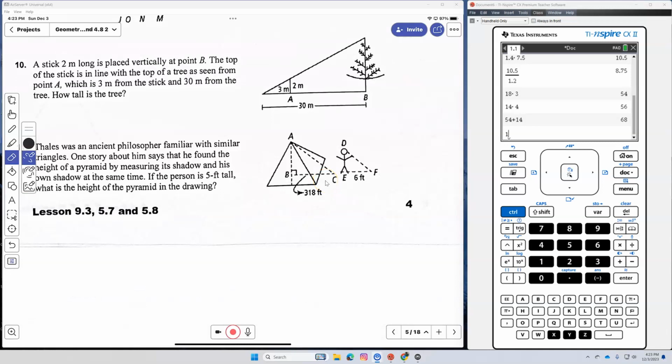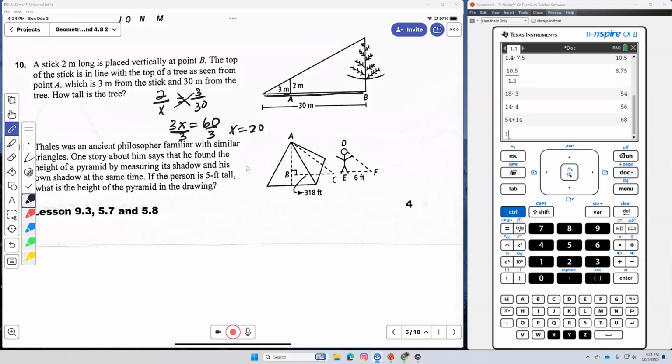A stick 2 meters long is placed vertically at point B. The top of the stick is in line with the top of the tree from point A, which is 3 meters from the stick, and is 30 meters from the tree. How tall is the tree? So we have the ratio 2 is to the height of the tree, we'll say that's x. And then we have 3 is to the total distance of the triangle, so it's 30. So 3 is to 30, right? So we have 3 times x is 3x. 2 times 30 is 60. Divided by 3. So x equals 20.